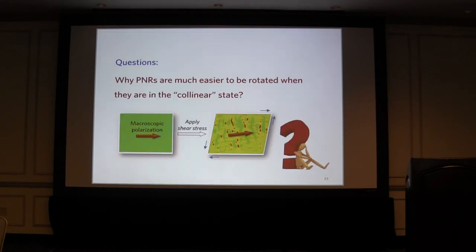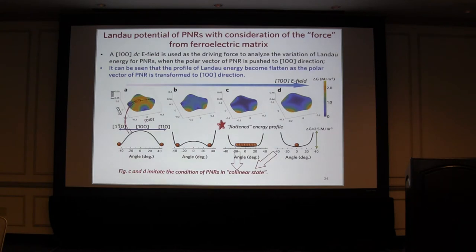So now there is a question: why are polar nano regions much easier to be rotated when they are in collinear state? In collinear state, if we apply a shear stress or perpendicular electric field, polar nano regions are much easier to be rotated. So we want to answer this question. In our phase field simulation, the existence of collinear polar nano regions is actually driven by local electric field, local elastic field and gradient driving field.